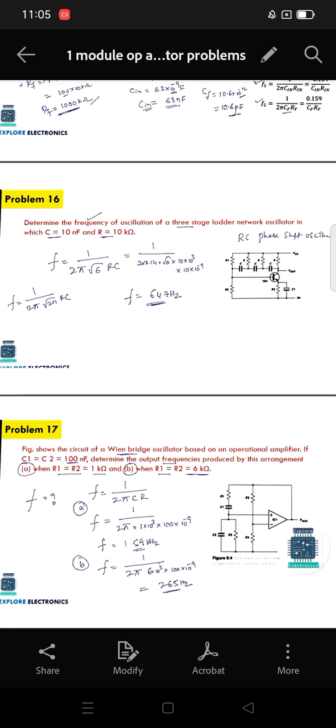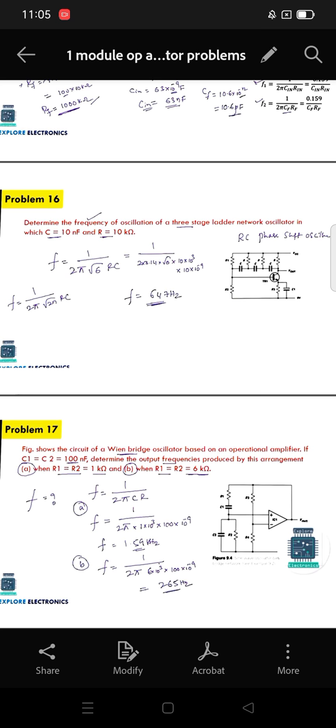Last question is based on the Wien bridge circuit. Figure shows the circuit of a Wien bridge oscillator based on an operational amplifier. If C1 equals C2 equals 100 nanofarad, determine the output frequencies produced by this arrangement when A, R1 equals R2 equals 1 kilo ohm, and B, when R1 equals R2 equals 6 kilo ohm. They have given two resistance values. You have to find the frequency for A and frequency for B, and C value is given as 100 nanofarad.